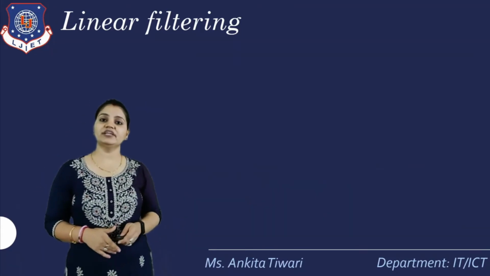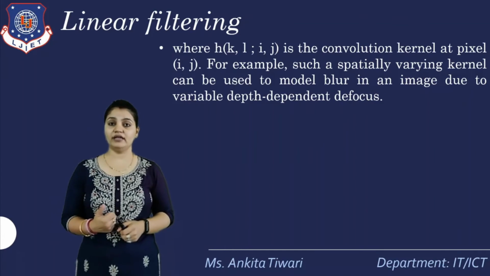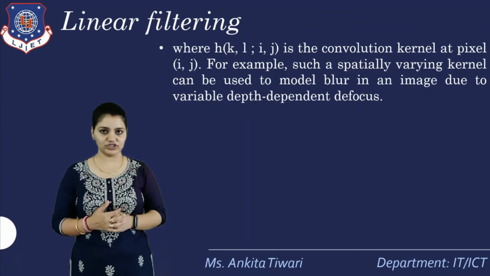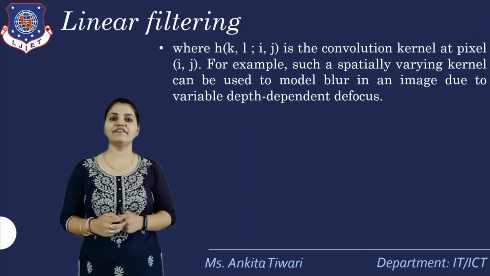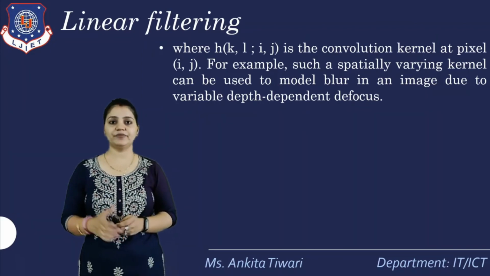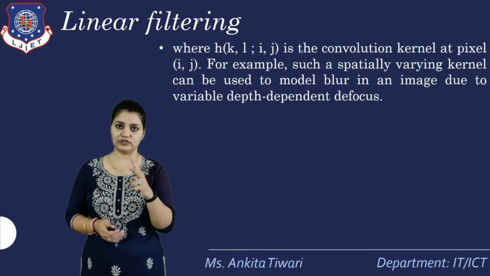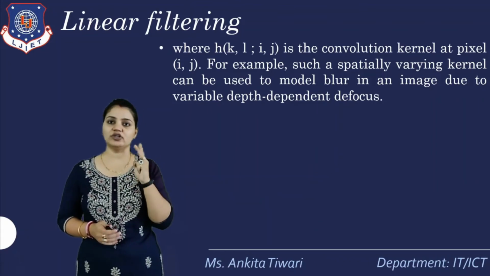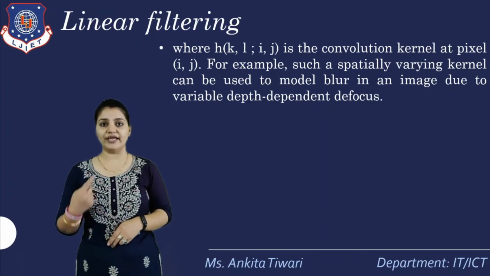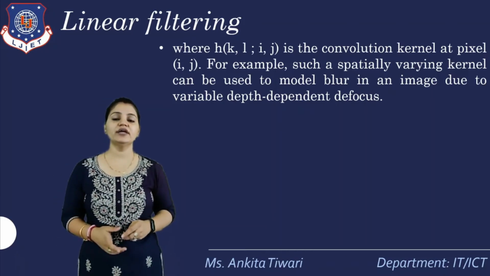Whenever we define linear filtering, h of k comma l, defined with i comma j, is the convolution kernel at the pixel i comma j. For example, a spatially varying kernel can be used to model the blur of any image due to a variable depth dependent defocus. So here the linear filtering depends on two sets of values, k comma l and i comma j. These two values depend on the edge, and this is used to vary the kernel, which is used to model the blur of the image due to variable depth dependent defocus.